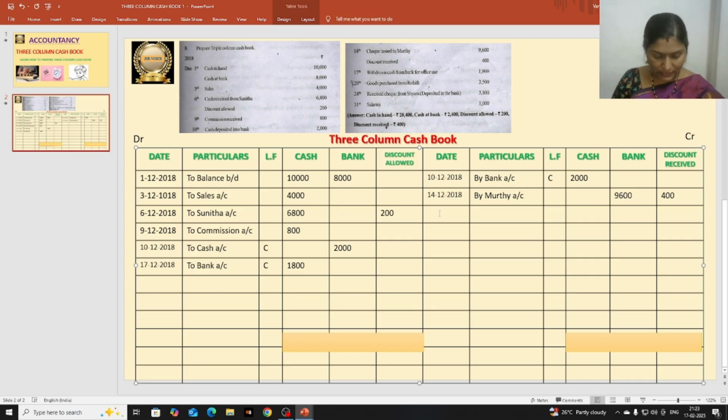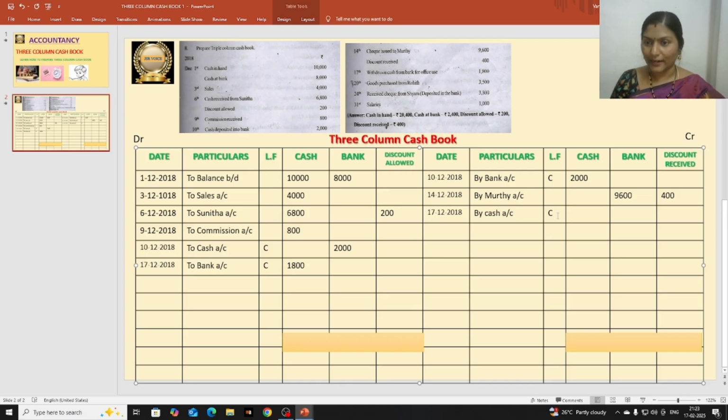So here we should record the same date, 17-12-2018, and record in the particulars column cash account. We should start with the word by, so by cash account. And in the LF column we should mention the letter C. We have to denote it by C because this is a contra entry. Contra entries we always have to denote by C. However many C's appear on the debit side, we should get that many C's on the credit side. So we can say that we recorded two times.